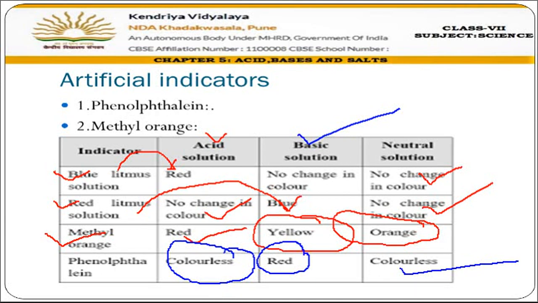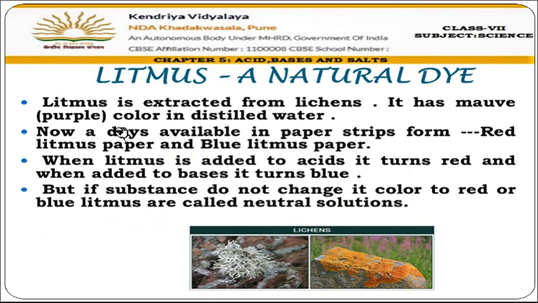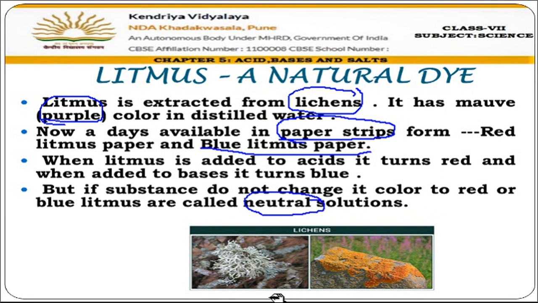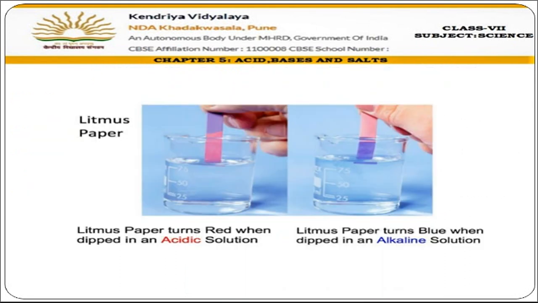Now let's move on to the next slide and see what litmus is. Litmus, as I have told you, is obtained from lichens. The juice extracted from lichens is purple in color and is called litmus. But now it is also available in paper strips, called red litmus paper and blue litmus paper. Now, when litmus is added to acid, what will happen? It turns red, and when added to base, it turns blue. But if there is no change, what type of solution is it? Neutral solution. Okay.